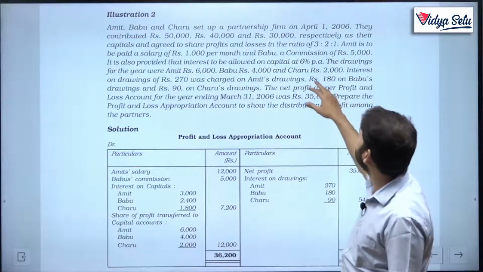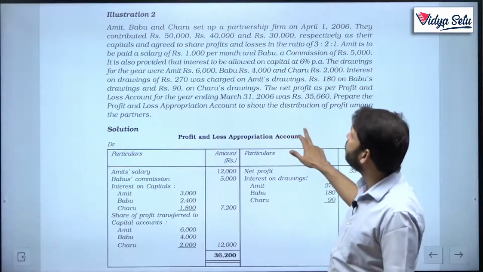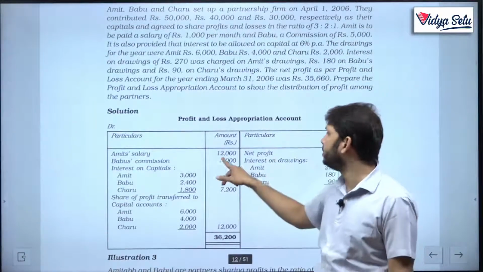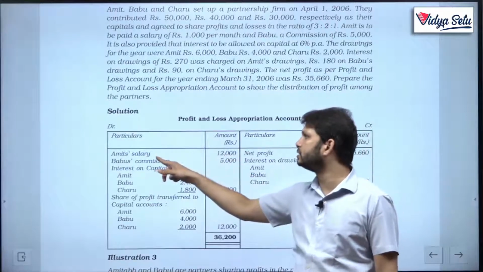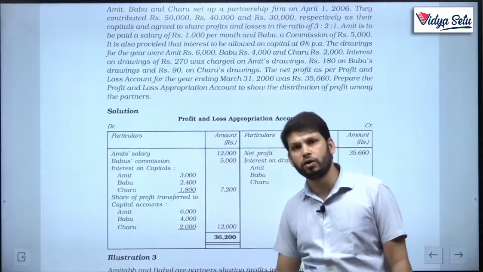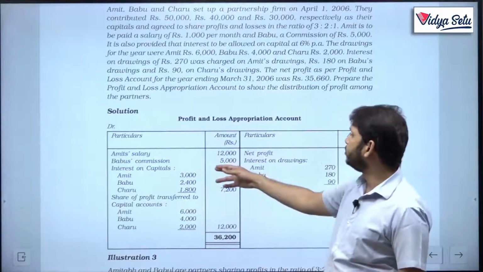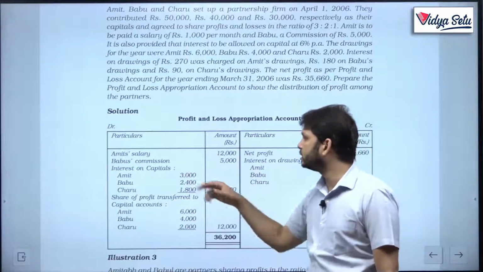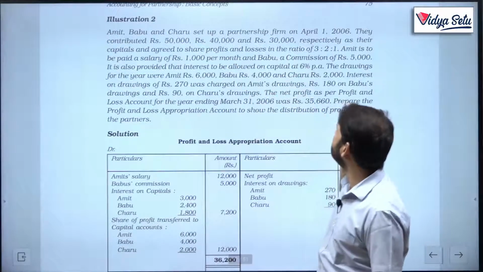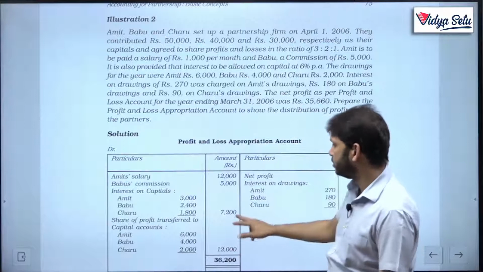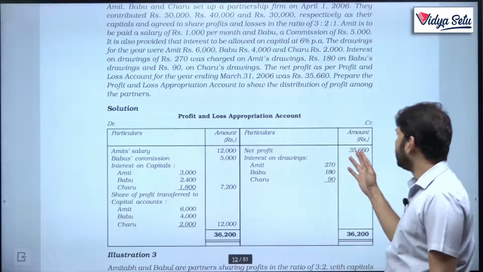What is the first thing? Amit is to be paid a salary of 1,000 per month. 1,000 per month means 12,000 per year. This is Amit's salary, and it is an expense for the firm. Then Babu's commission is 5,000. Interest is calculated on these capitals at the rate of 6%, for the entire year. Net profit is already given.